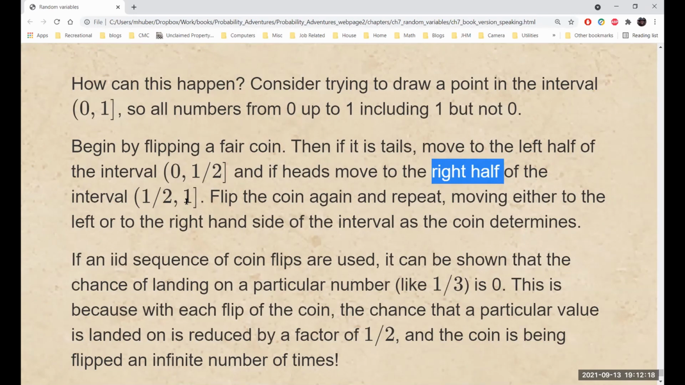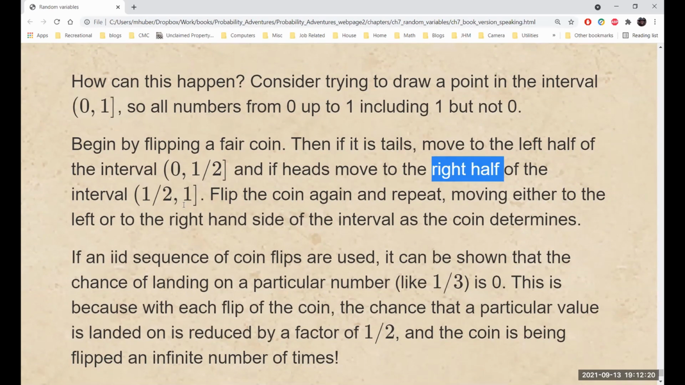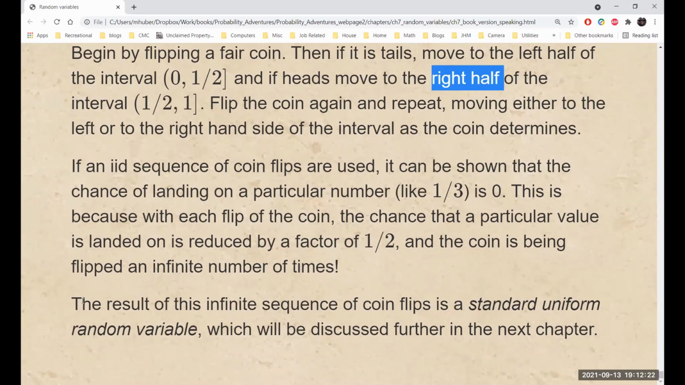And so the chance of actually landing on 1/3 has to be 0. The result of this infinite sequence of coin flips is called a standard uniform random variable, and we'll talk more about that in the next chapter.